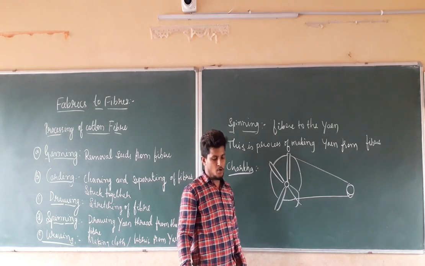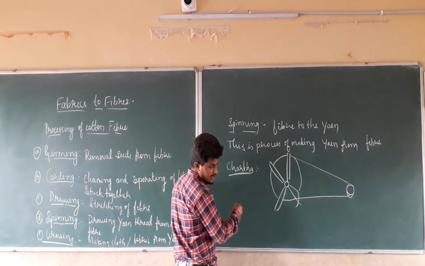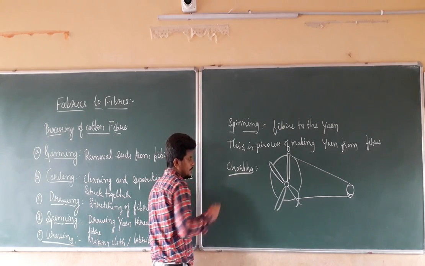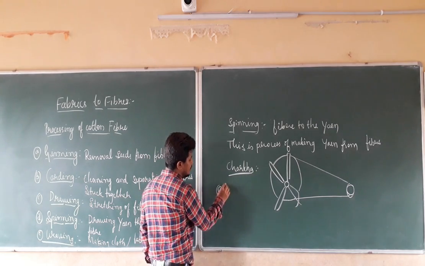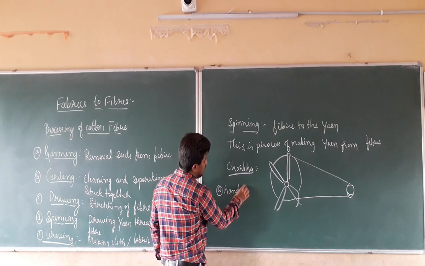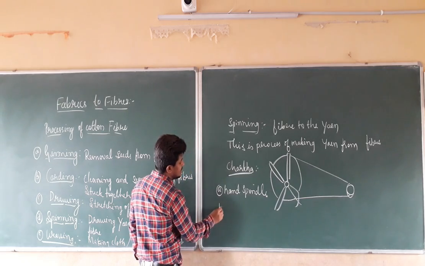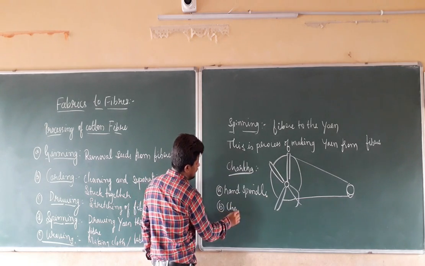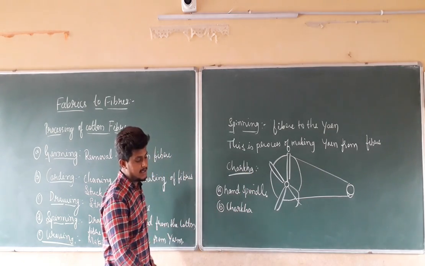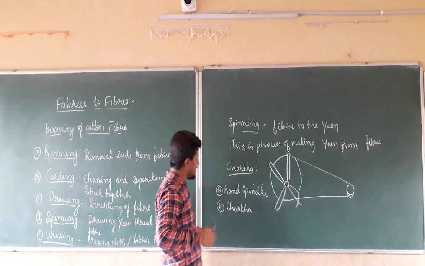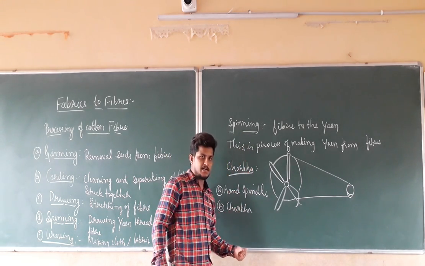So it has two parts. First part is spinning, a hand spindle. Second thing it has is the charka. Now what is the work of the hand spindle and what is the work of the charka?